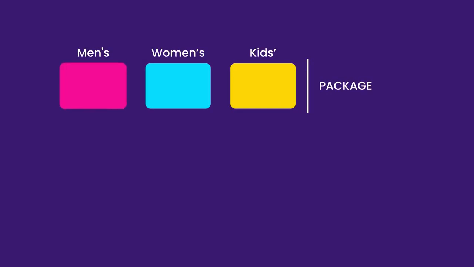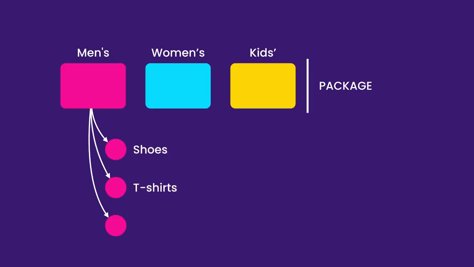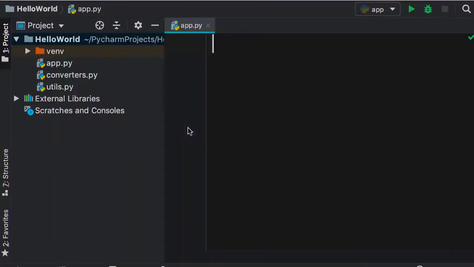Now, when you go to the men's section, there are different areas for different kinds of products. We have a section for shoes, t-shirts, jackets, and so on. So each of these is like a module. So in this tutorial, I'm going to show you how to create and use packages in Python.